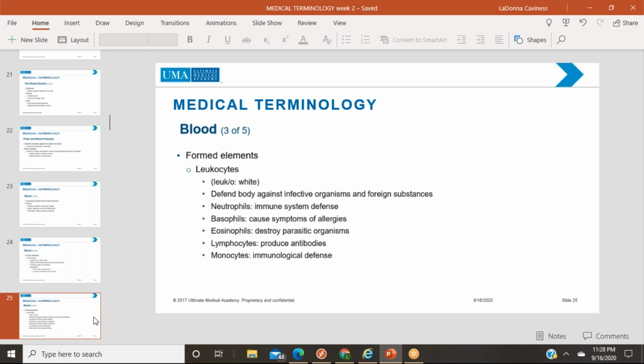Formed elements. Leukocytes. Leuko means white, okay? So here we're talking about white blood cells. They defend the body against infective organisms and foreign substances. Neutrophils, the immune system defense. Basophils cause symptoms of allergies. Eosinophils destroy parasites and organisms. Lymphocytes produce antibodies, and monocytes, immunoglobulin defense.